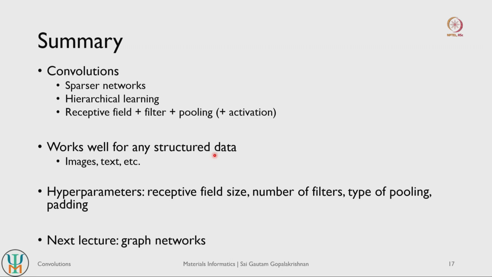Convolutional neural networks generally work well for any structured data. I gave examples of images, but it also works well for text data, and we will soon see that principles of convolutions are very important when it comes to representing materials as well, representing crystal structures as well. And some of the important hyperparameters that we considered are the receptive field size, number of filters, type of pooling, and padding. And with this we are ready to go to the next topic, which will be on graph networks, and graph networks play a very important role in modeling of materials and crystal structures.